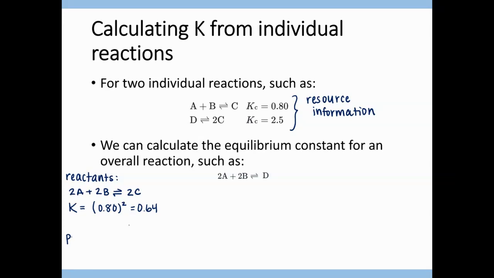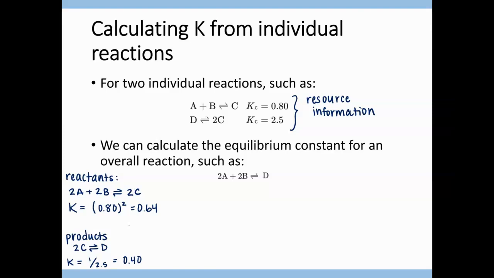Then for products, our product is D. We will use the second equation, but we need to reverse that equation now to have D on the product side. So we'll have 2C forming D. And so for the K value, we need to take the inverse of 2.1 over 2.5. That's the K value of the reverse of that reaction, 2C forming D, and the K value is 0.4.